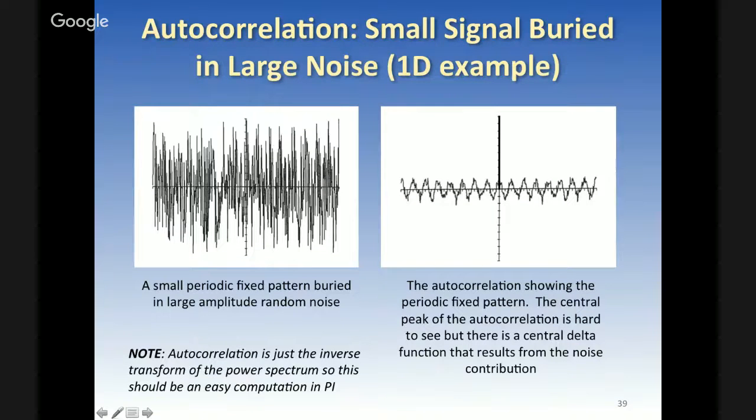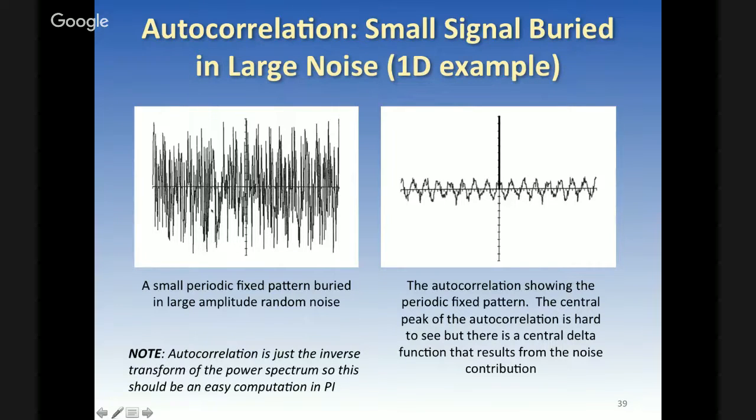On the left here is a huge amount of random noise, and there's a small periodic signal I stuck in here to synthesize a fixed pattern noise. If you take the autocorrelation and compute it, you get this delta function. It's a little hard to see. It's a black line there with this sort of noisy cosinusoidal pattern in there. That's the fixed pattern noise. So that's what an autocorrelation function can do. It can dig that out, but it also tells you how far you need to move in order to average out all this random noise spatially.